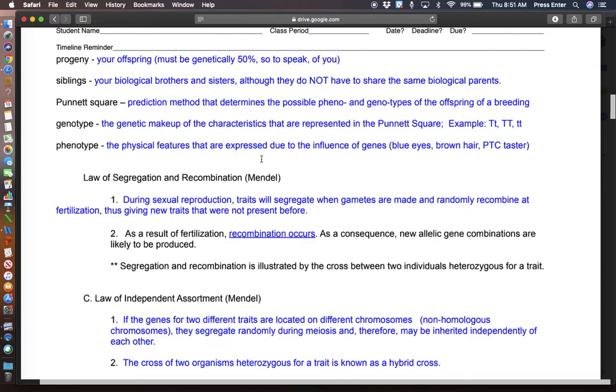Law of segregation or recombination. During sexual reproduction, which of course you are the product of, the traits segregate when the gametes are made and they randomly recombine. That's why it is impossible for any two individuals on the planet to have the same exact genetic makeup. If you commit a crime and they find your DNA, it's pretty much 100% assured that it was you.